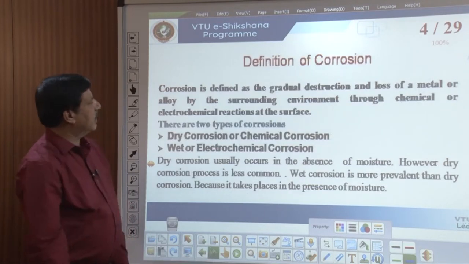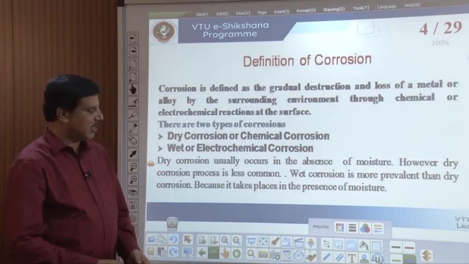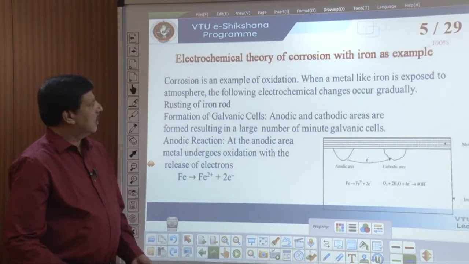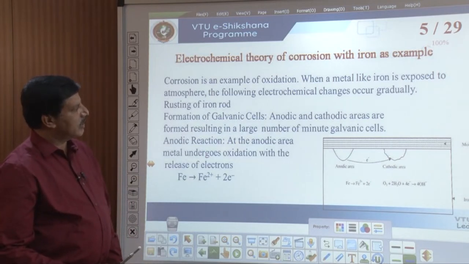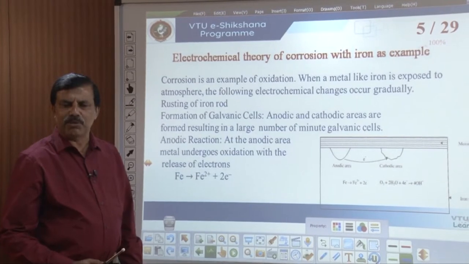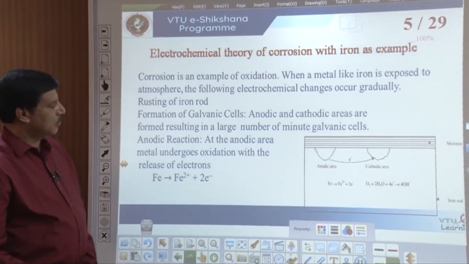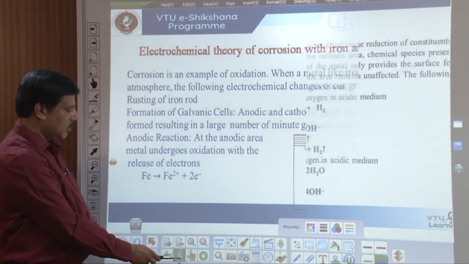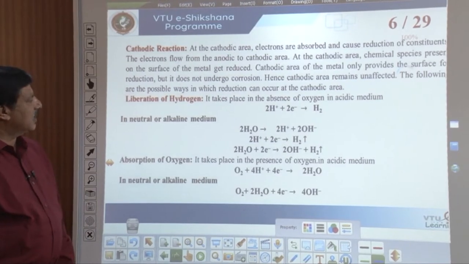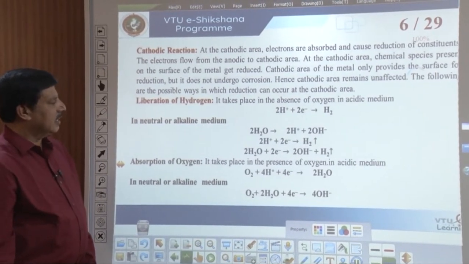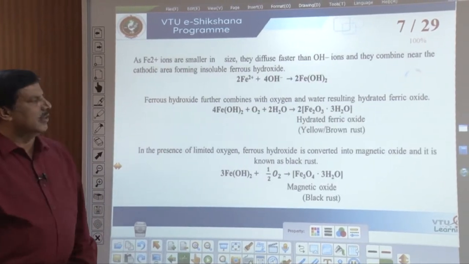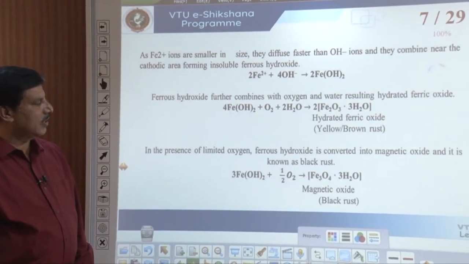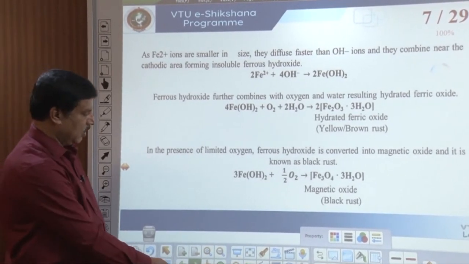Metallic corrosion is nothing but the destruction of metals by the surrounding environment through chemical or electrochemical reactions. The electrochemical theory of corrosion is explained by taking iron as an example. Iron is converted into Fe2+ plus 2 electrons, and that corrosion takes place at the anode. This is the anodic reaction. In the cathodic reaction, the solution is aerated, neutral or alkaline. Later, yellow or brown rust is formed, and later black rust is formed.